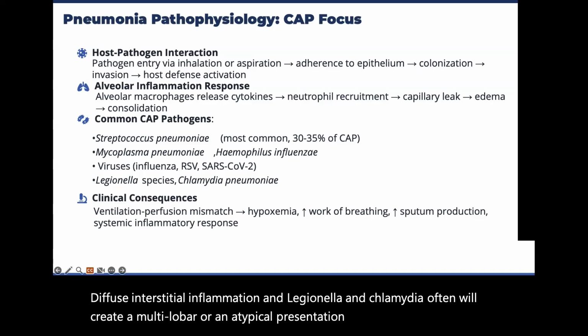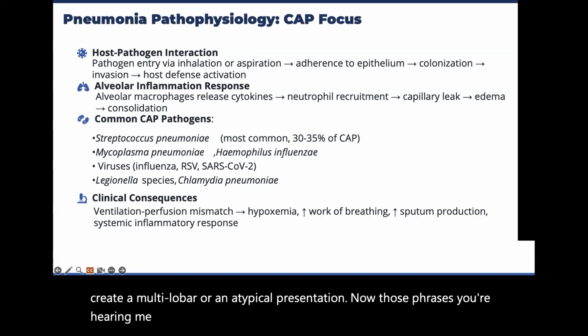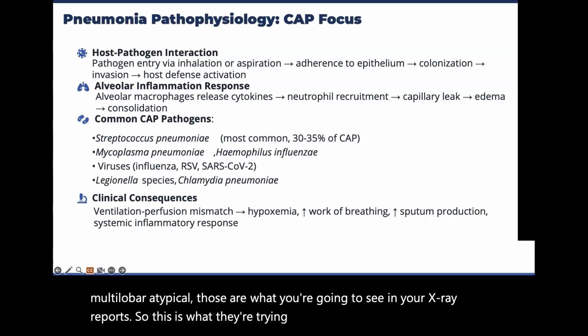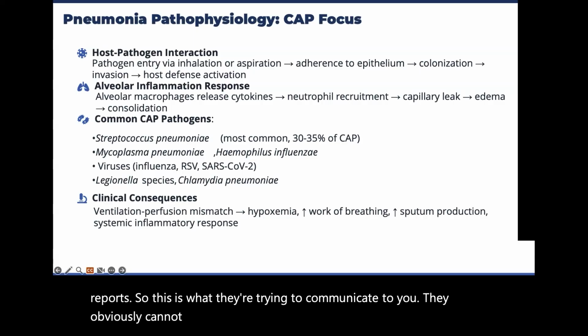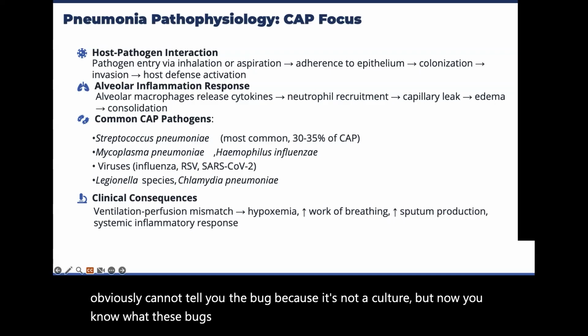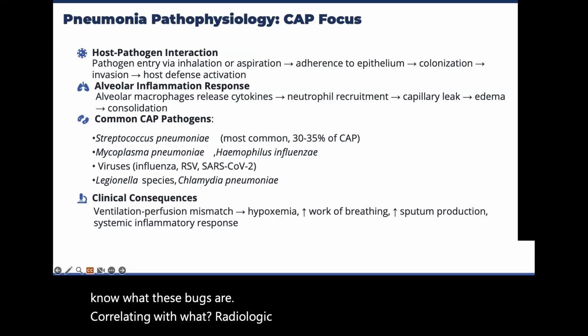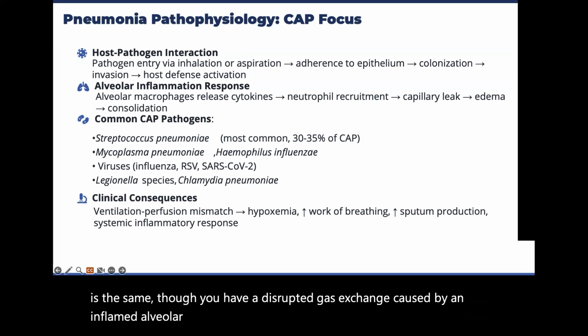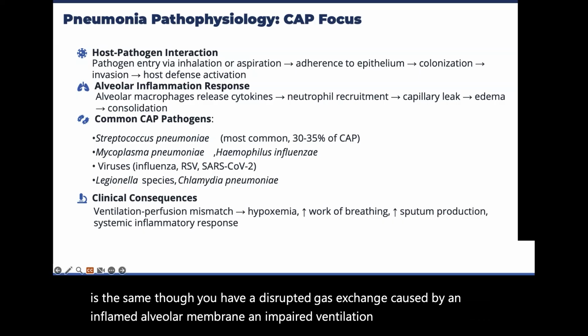Now, those phrases you're hearing me say, lobar consolidation, diffuse interstitial inflammation, or multilobar atypical, those are what you're going to see in your X-ray reports. So this is what they're trying to communicate to you. They obviously cannot tell you the bug because it's not a culture, but now you know what these bugs are correlating with what radiologic findings. In all cases, the core dysfunction is the same, though. You have a disrupted gas exchange caused by an inflamed alveolar membrane and impaired ventilation perfusion balance.